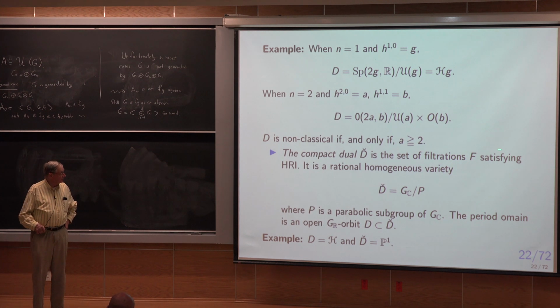The compact dual is the set of filtrations that satisfy Hodge-Riemann 1. Just forget the second Hodge-Riemann bilinear relation, which is an inequality. Just look at the first one. That's like looking at the upper half plane in the Riemann sphere. The reason you use that is in the limit, the Hodge filtrations are going to escape the period domain. They're going to leave the upper half plane and end up elsewhere in the Riemann sphere. Okay? So you need some place to receive what happens to the Hodge filtrations in the limit when an algebraic variety degenerates.